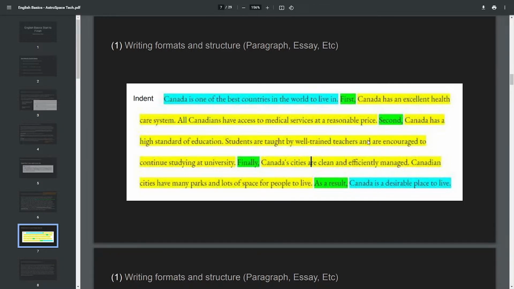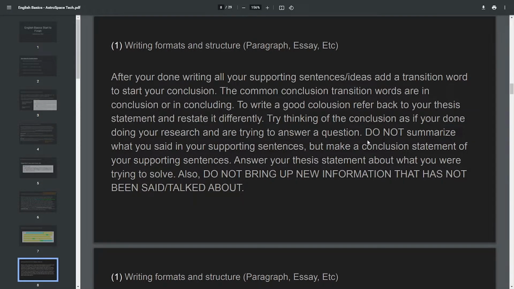As I always said, ask your teacher. After you're done writing all your supporting sentences/ideas, add a transition word to start your conclusion. The common conclusion transition words are "in conclusion" or "in concluding." To write a good conclusion, refer back to your thesis statement and restate it differently.